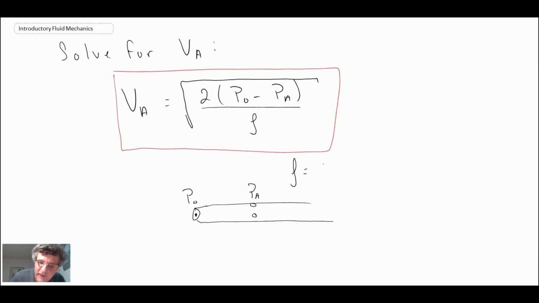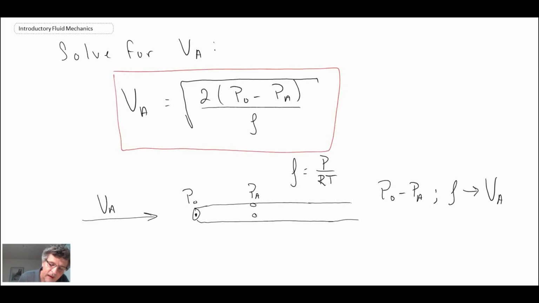Let's say we're dealing with air, that would be P over RT. Knowing the density of the fluid, this then enables us a way, if we can measure P naught minus PA, and if we know density, we can then solve for the velocity in air upstream of that particular location. And so that is the premise behind the Pitot tube. What we'll do in the next segment is we'll take a look at the application of this, and we'll crunch some numbers to see what types of results we get using this relationship from the pitot tube.